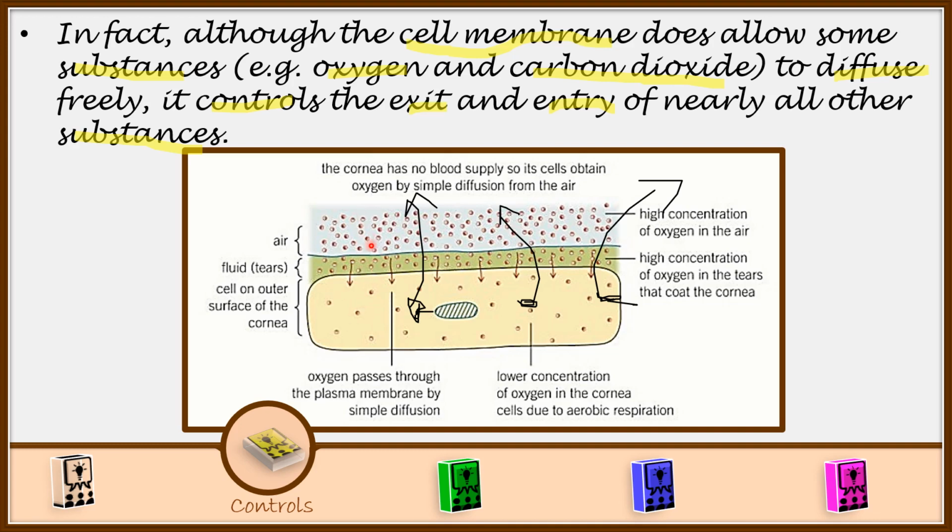It may not allow the exit of glucose. It may not allow the exit of proteins. Amino acids may not be allowed to go out, but it will allow oxygen to enter easily and carbon dioxide to move out freely. But also it will not allow the entry of every substance into the cell, because some of the substances may be poisonous to the cell and may end up killing the cell.